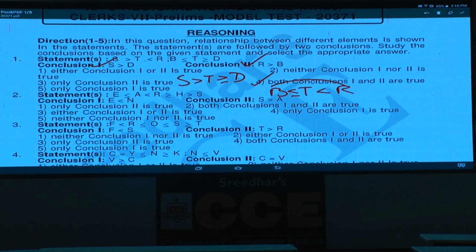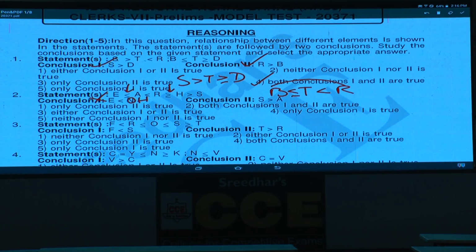Then coming to question number 2. Now in this one, the relation between E and N. Now it is not N, it is H. Okay, take it as H. Now the relation between E and H. Between E and H, one is lesser than and another one is greater than. Two opposite symbols between these two, hence no conclusion can be drawn.